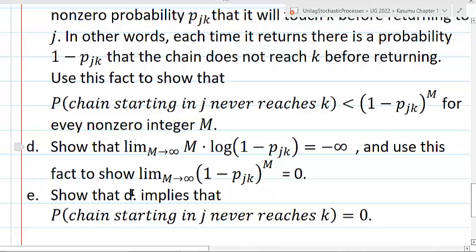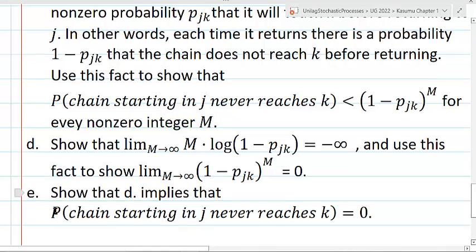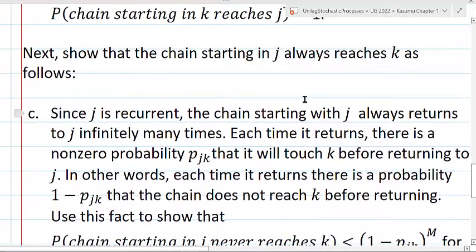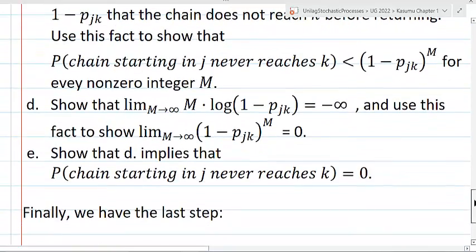Finally, show part D implies that the probability that the chain starting in J never reaches K is equal to 0. So you should think about what that means about the probability that the chain starting in J does reach K. Okay, and remember what we're trying to prove. We're trying to prove, in fact, that the chain starting in J always reaches K. All right? So in fact, this statement is equivalent to what we want to prove. You should think about why that's true.